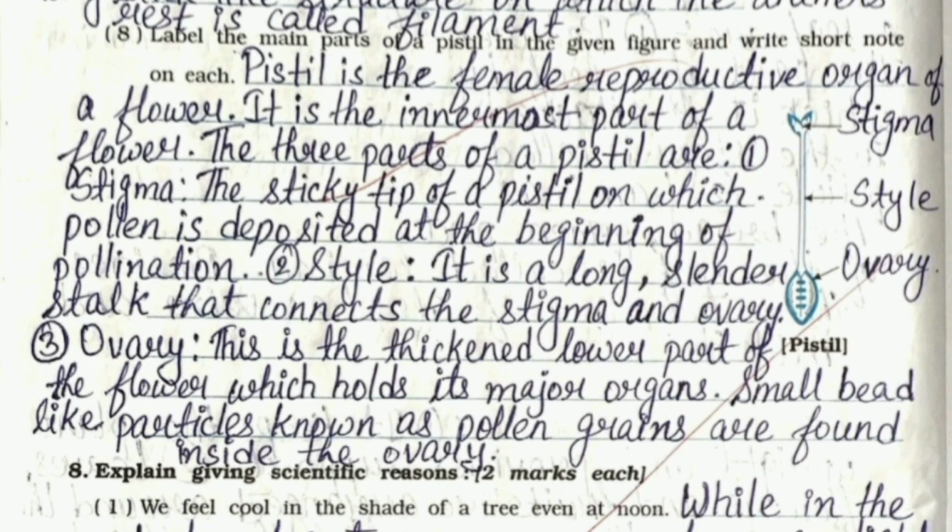8th one. Label the main parts of a pistil in the given figure and write short note on each. Pistil is the female reproductive organ of a flower. It is the innermost part of a flower.